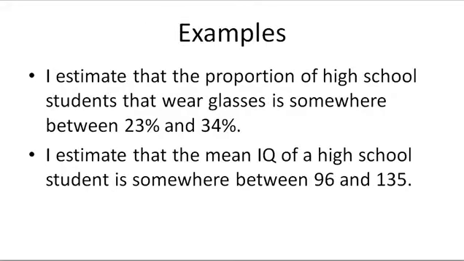So here's a couple examples I came up with. I estimate the proportion of high school students that wear glasses is somewhere between 23% and 34%. Or I estimate that the mean IQ of a high school student is somewhere between 96 and 135. Again, I don't know the true proportion of high school kids that wear glasses. I don't know the true average or the mean IQ. These are just confidence intervals that we've learned about that give us an estimation of what that truth could be. And that's what inferring is all about.